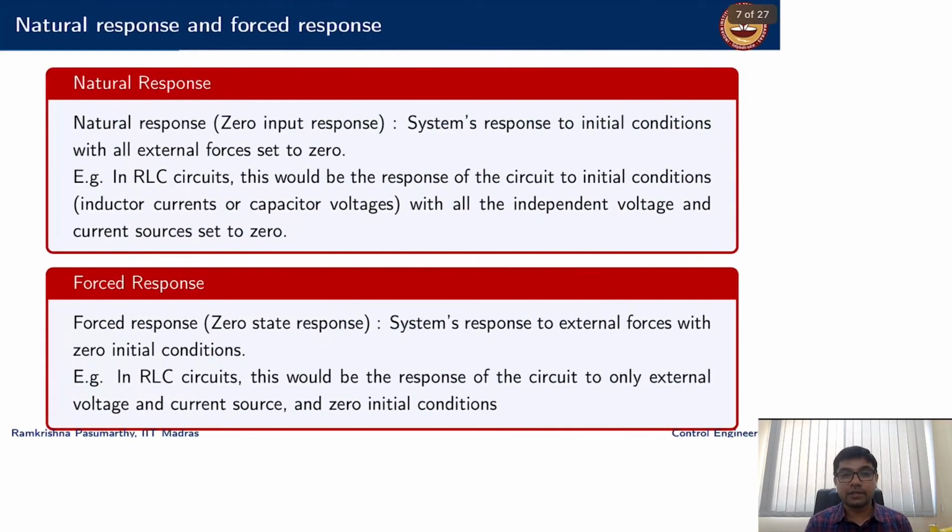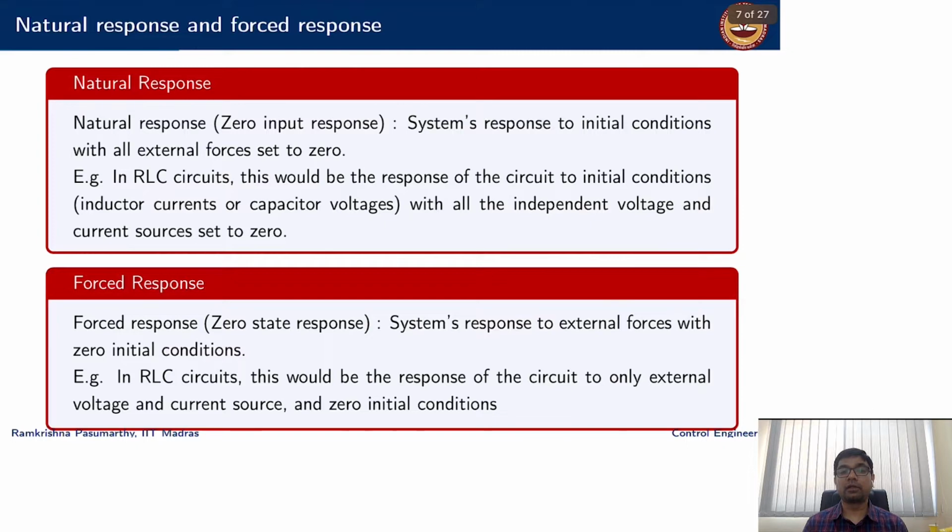Again, we'll revisit what is meant by natural response. Natural response is a zero input response, also called the system's response to initial conditions, with no external forces. So in the case of an RLC circuit, I do not have any external voltage, but there might be some initial inductor currents or capacitor voltages. Inductor currents would mean there is some flux stored in the inductor, or magnetic energy stored in the inductor, or the capacitor stores charge, which manifests itself as voltage, and it stores electrical energy.